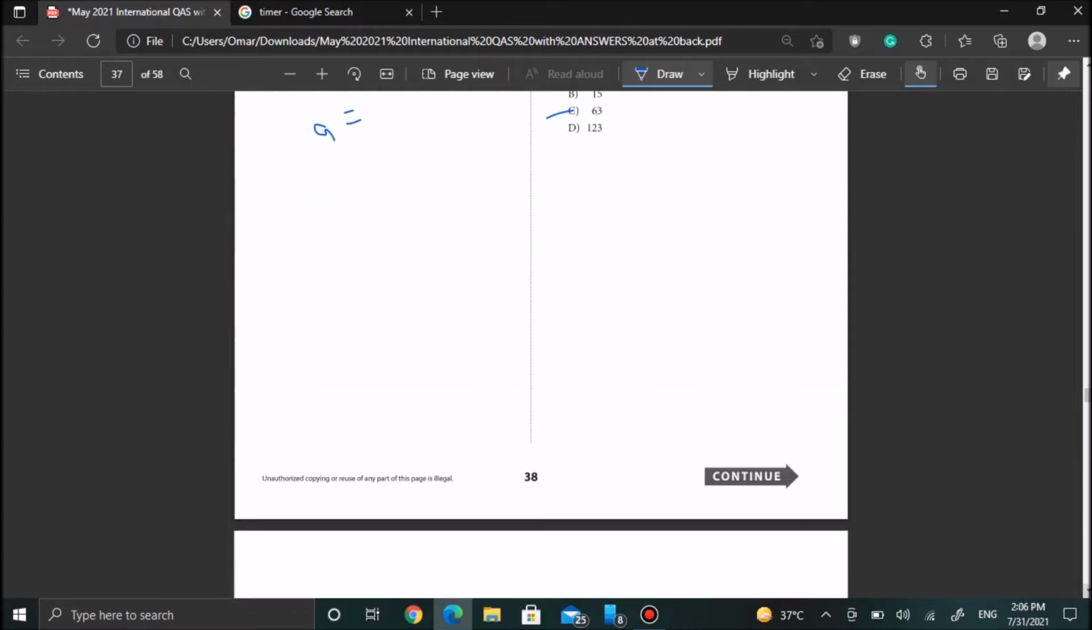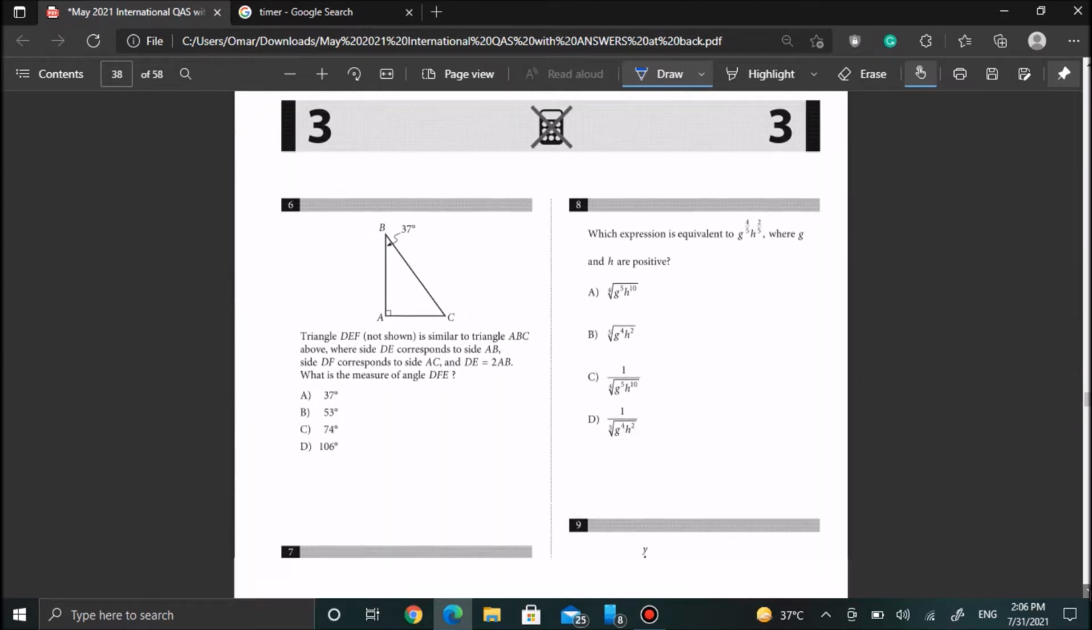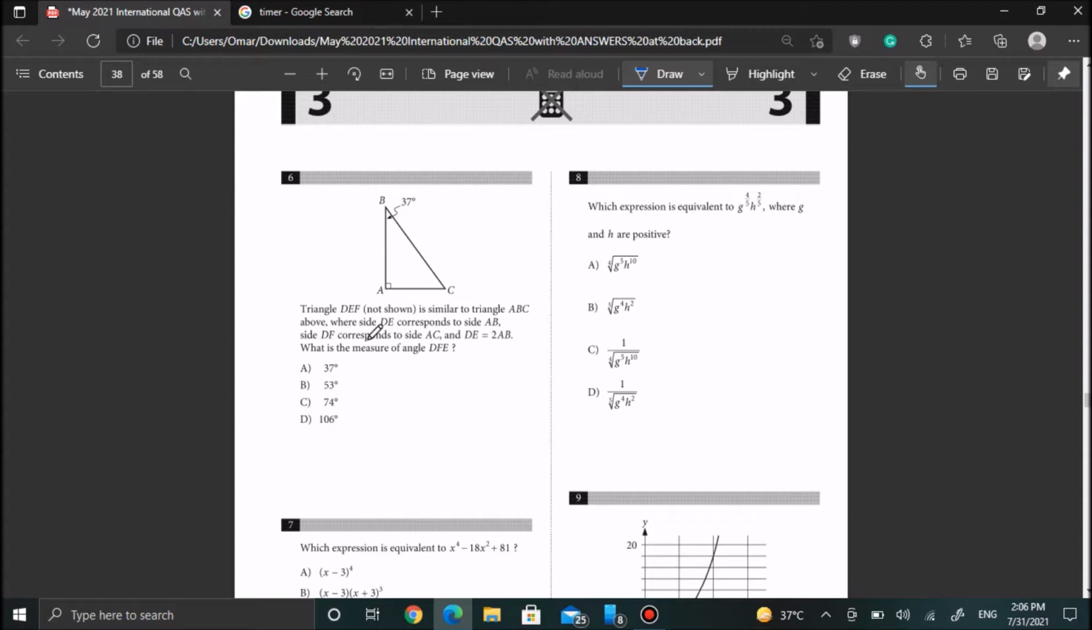Next. Let's be a little bit quicker, because we don't know what's coming ahead. Maybe some hard questions are coming. Triangle DEF not shown is similar to this one. Okay, wait a sec, let me read. Where DE corresponds to AB. Okay, side DF corresponds to AC. And DE is to AB, so basically the other triangle that's not shown is scaled by a factor of 2. What's the measure of angle DFE?